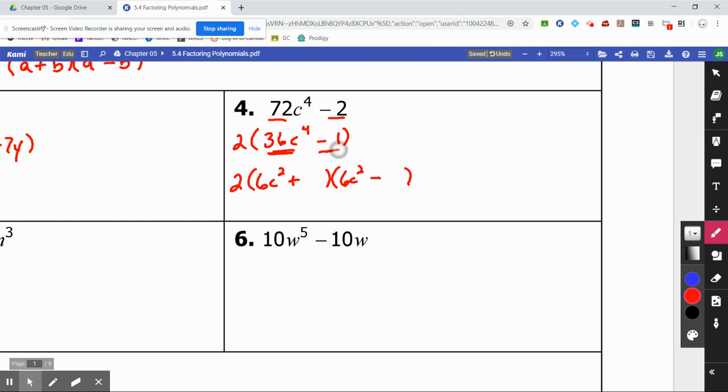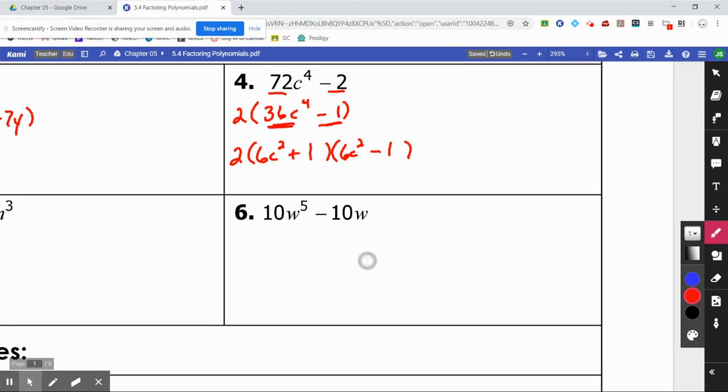What times itself gives you a 1? It would be a positive 1 and a negative 1, and you've got it. That's factored into difference of squares.